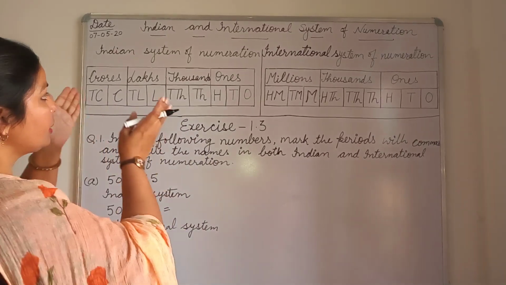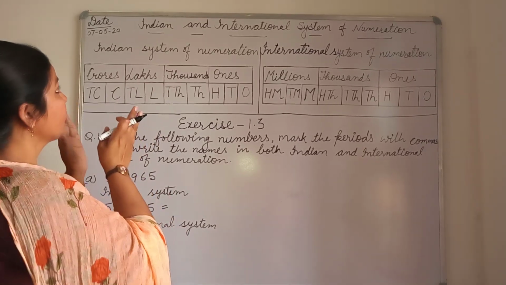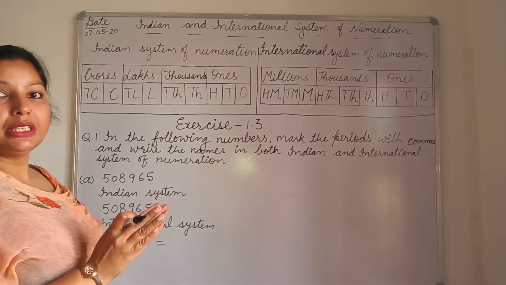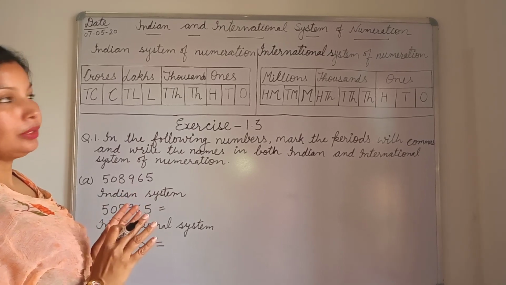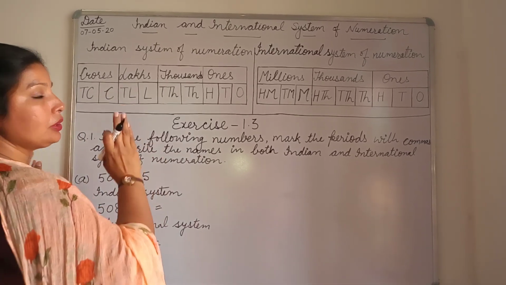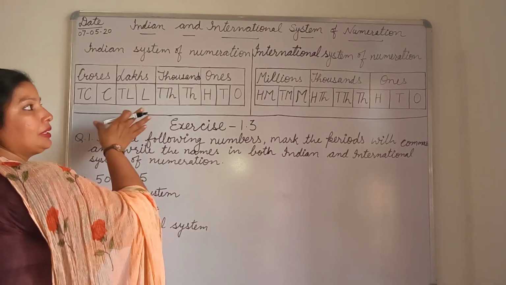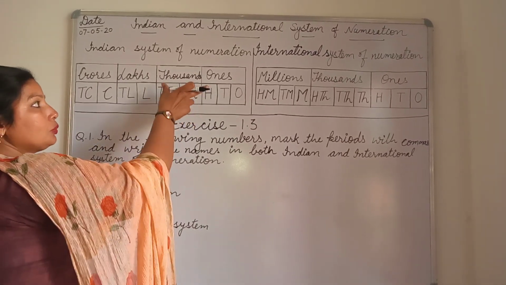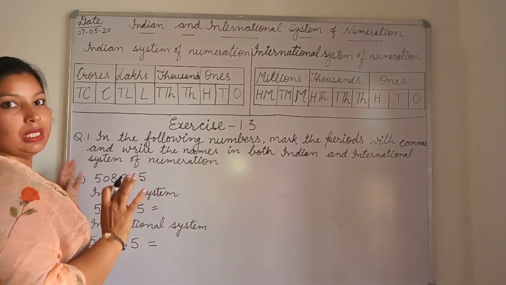And this place value system tells us how to read and write the number. According to that, we read and write the number, and we put commas to separate the periods. So according to periods, we put commas.